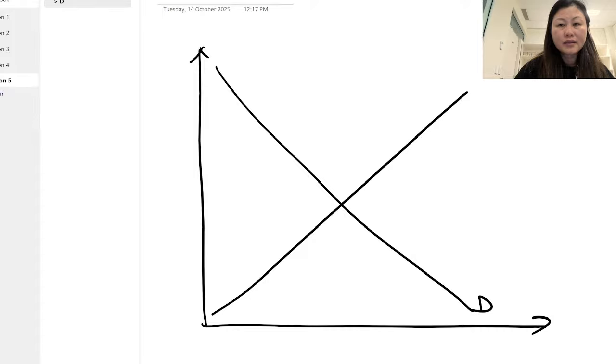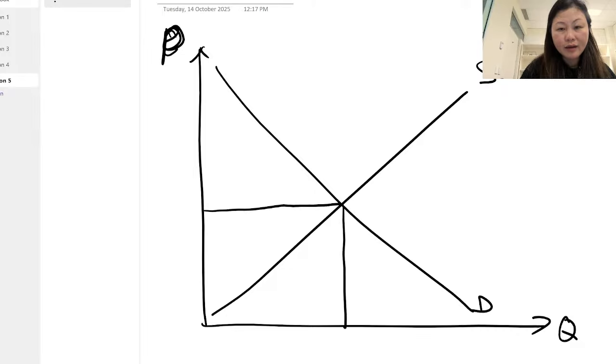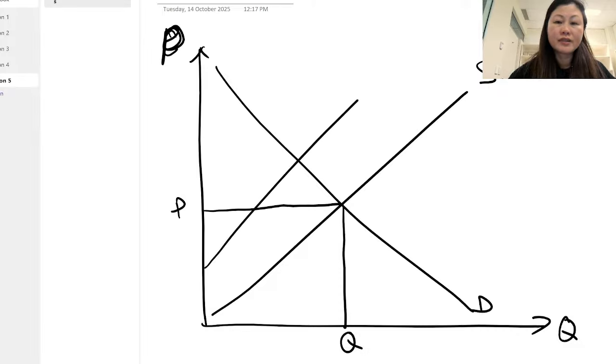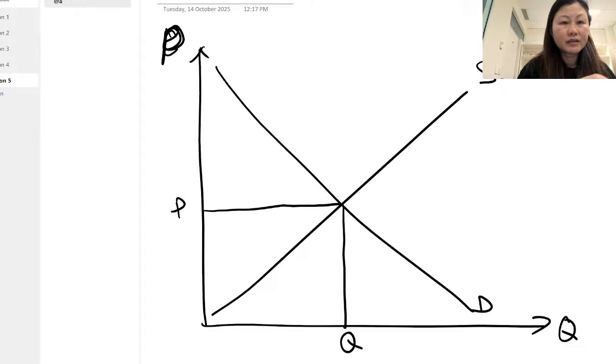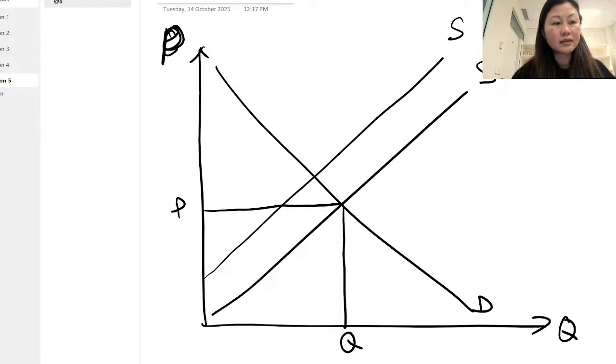Demand, supply, so that's my equilibrium price and quantity. And then we have a tax component. Actually, that's a terrible drawing. Let me see if I can actually erase that. Perfect. S equals MC plus tax. This is S equals MC.